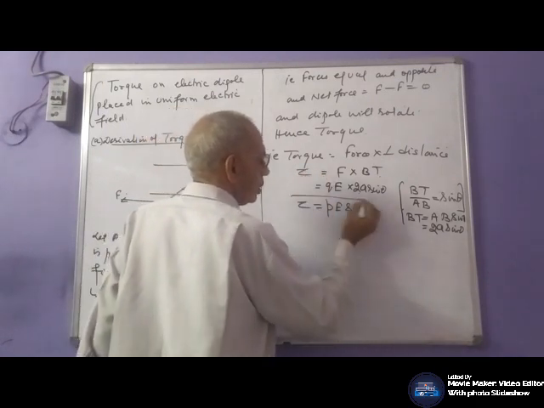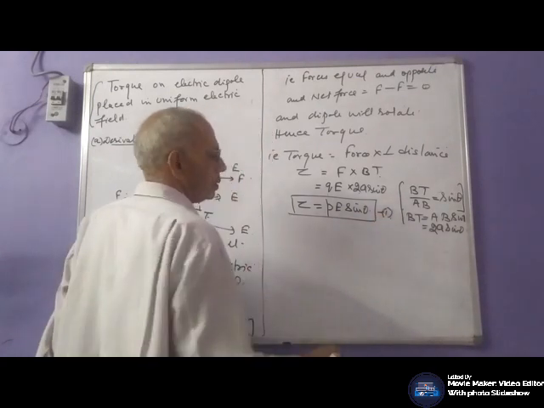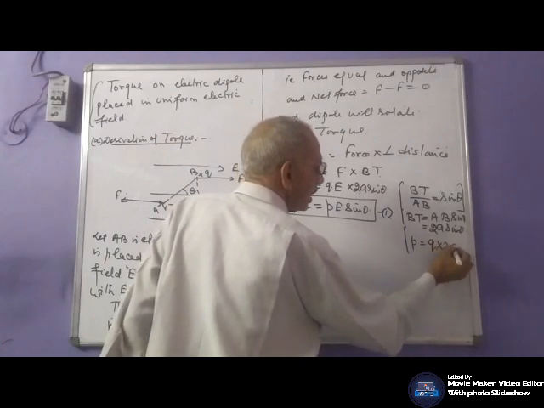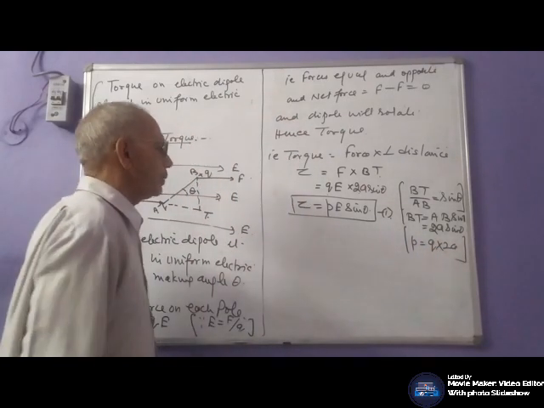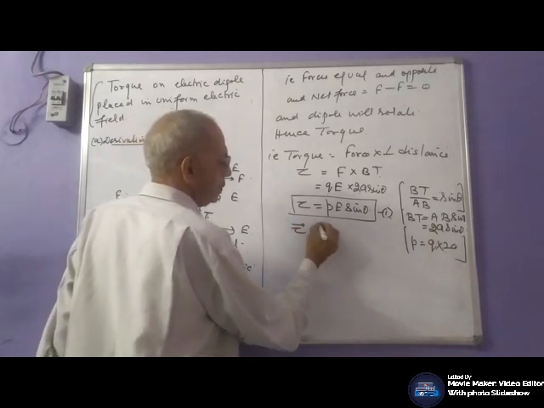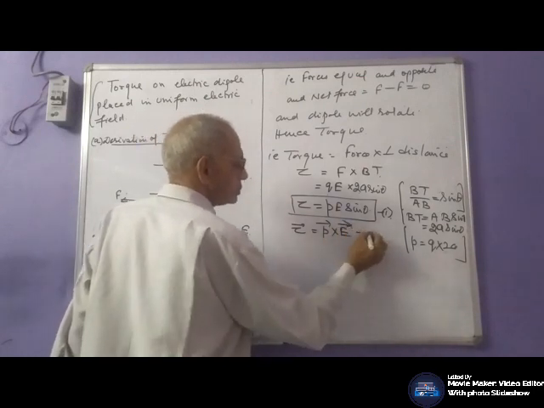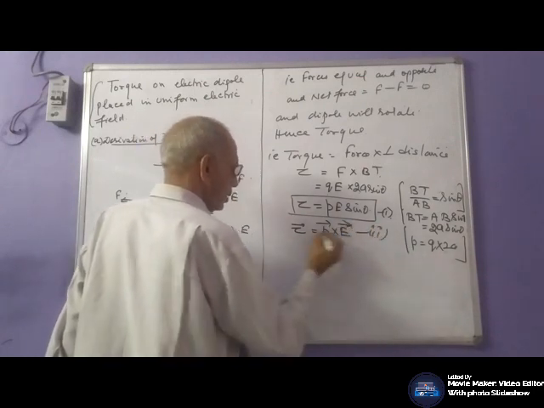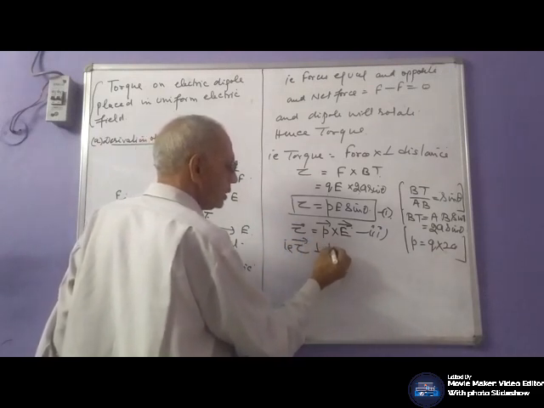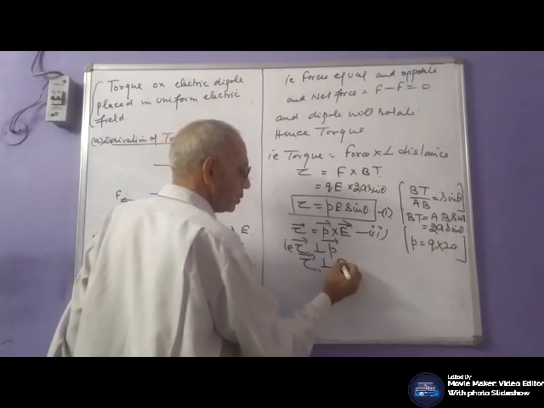Torque tau. p is q into 2a, the electric dipole moment. In vector form, torque is p cross E. That is, torque is perpendicular to p, and torque is perpendicular to E.